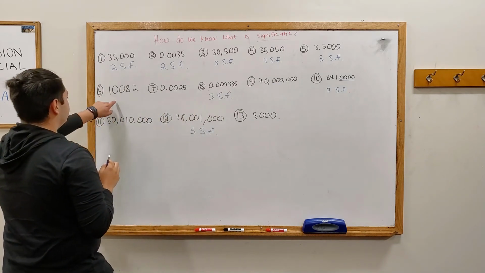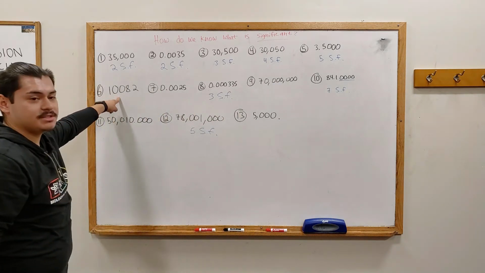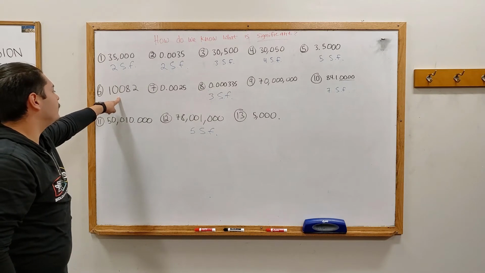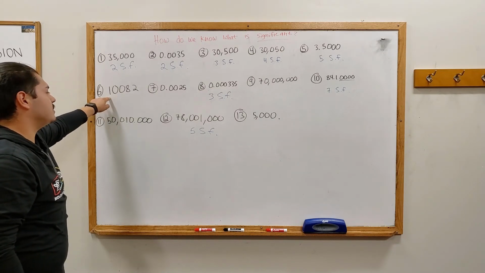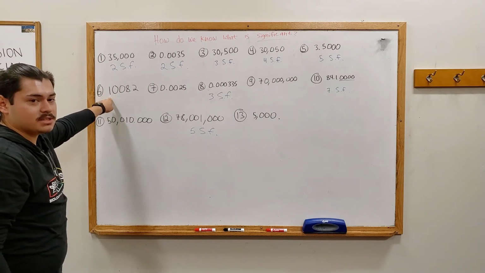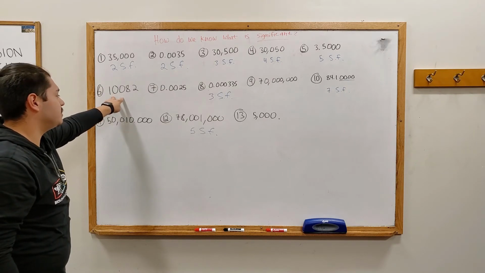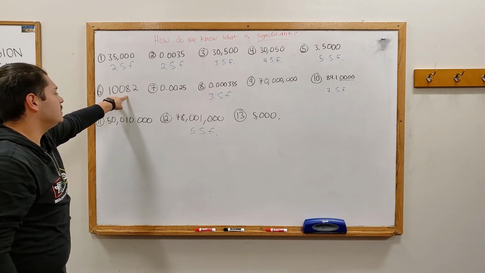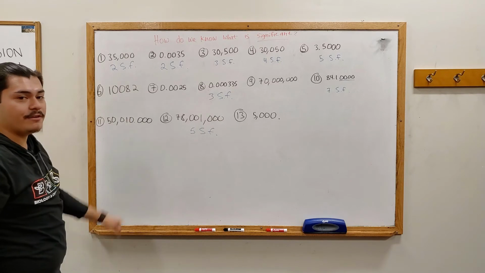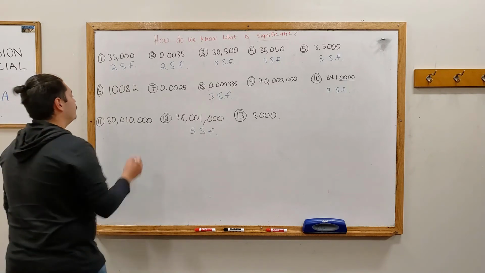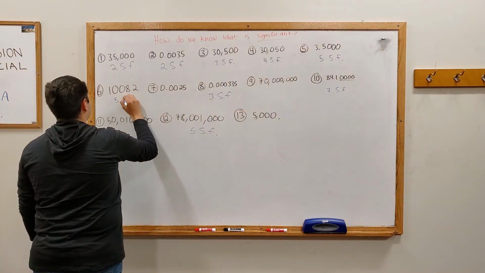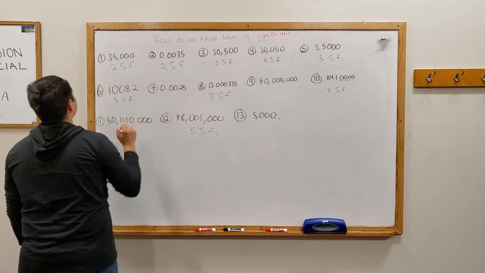Now we're looking at this number, 10,082. We know that these whole numbers are significant, and based on our previous rules, the zeros sandwiched in between the whole numbers are significant. So everything here is significant, and we can clearly say that this one has 5 significant figures.